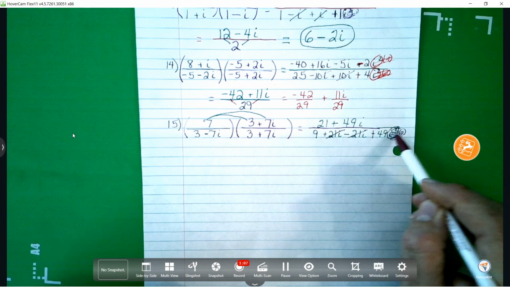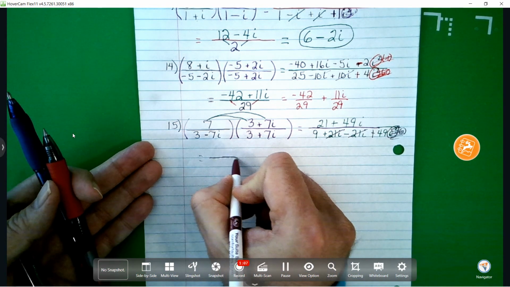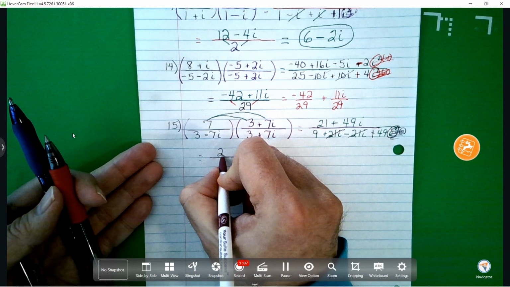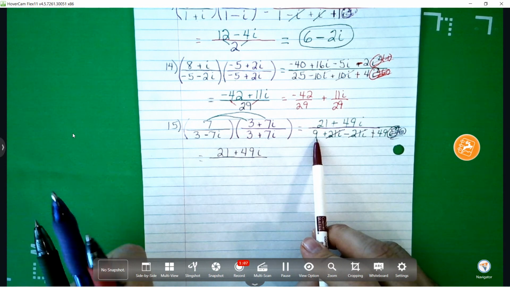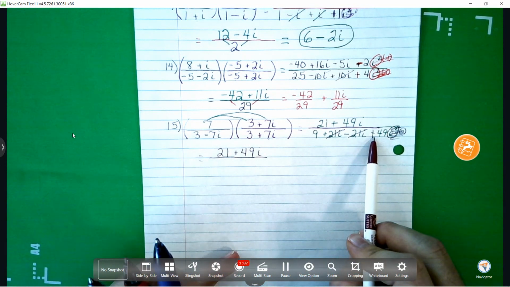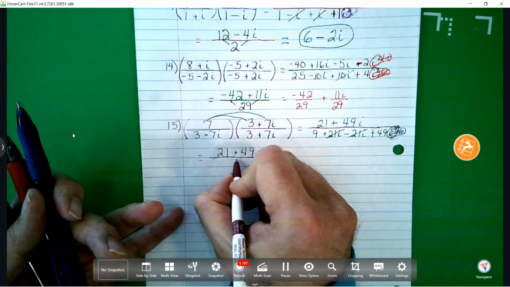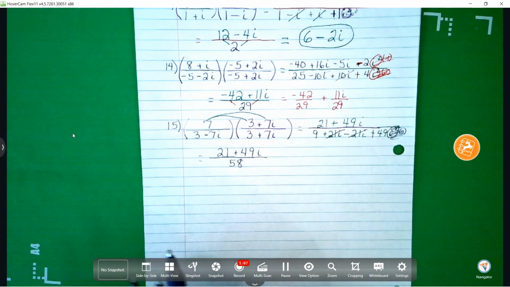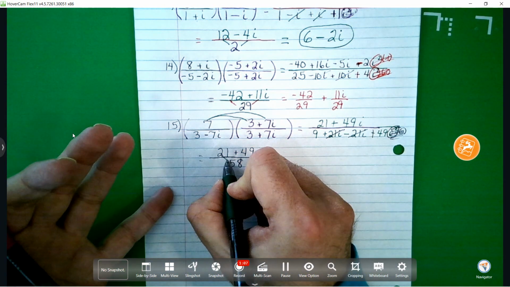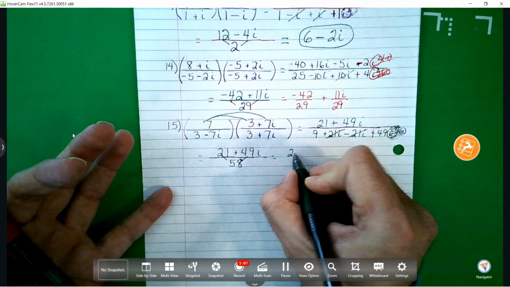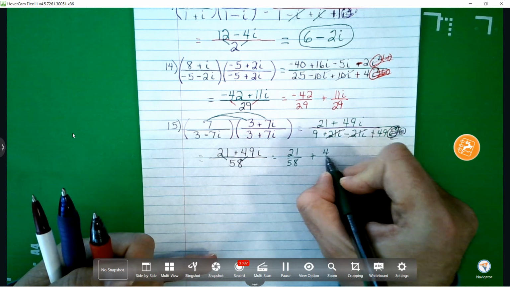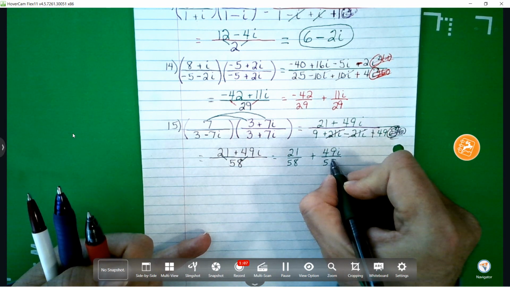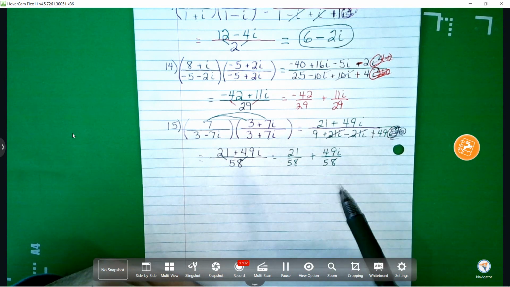Now I'll mark out that. So on top, we have 21 plus 49i. And what do we have on the bottom? A 9 plus 49? Is that going to be a 58? And it used to be we could just type that in, because when you separate it, I don't think anything's going to cancel. 21 over 58 plus 49i over 58. Nothing cancels.